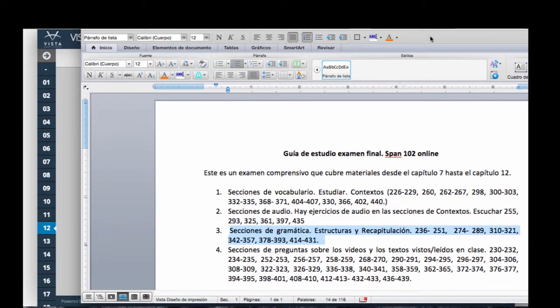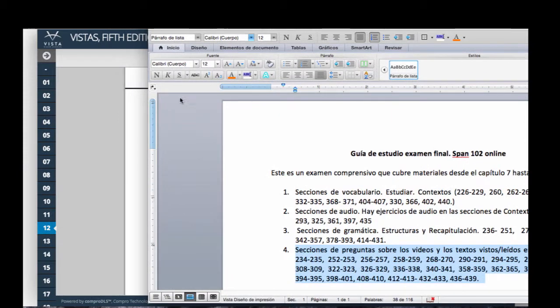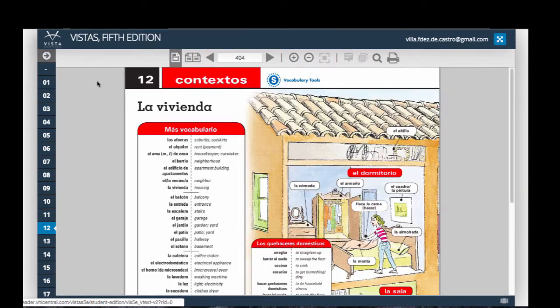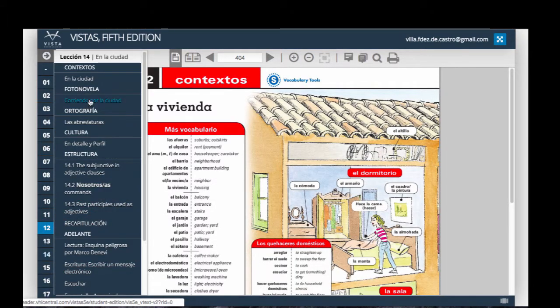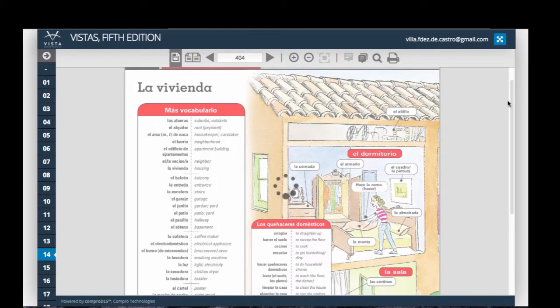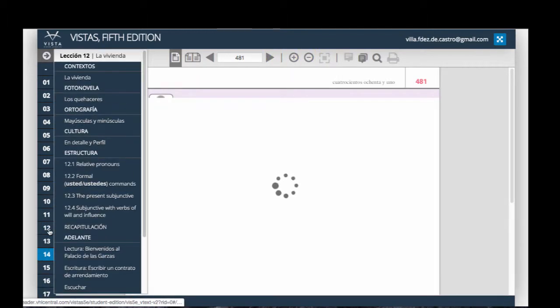To finish, you will of course have some sections with questions based on the videos and texts that we watch or read in class. In chapter 12, you have, let's see, the first one is La Fotonovela. Where is it? Fotonovela, here. It's called Corriendo por la Ciudad, and it's a video about one of the characters of this soap opera who is running in the city because she's late to turn in her paper, so she has to run around to get that done. That's chapter 14.